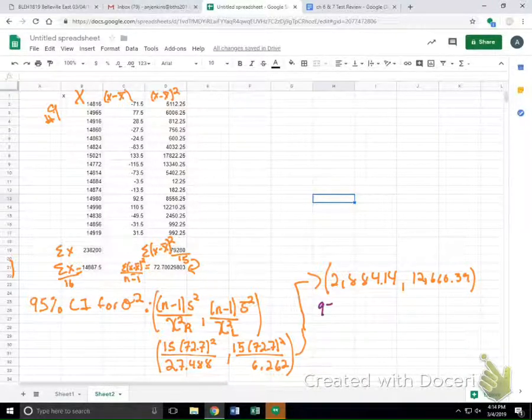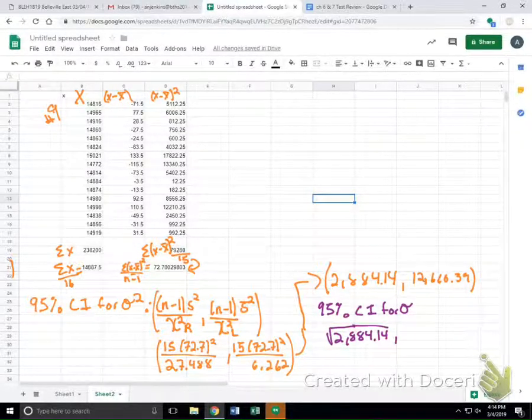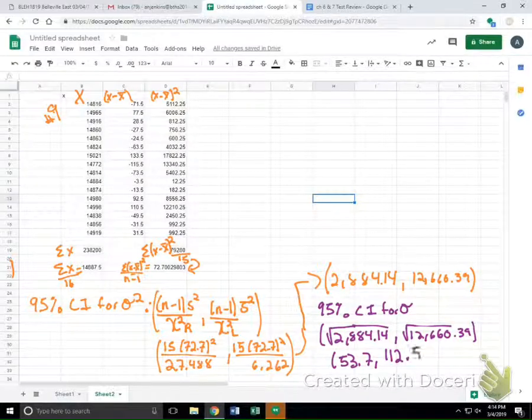Okay, so then to construct our next interval, so we want to use that. So for a 95% CI for sigma, we're just going to square root each of those numbers. So we have the square root of 2884.14, comma, the square root of 12,660.39. And we see that our interval is 53.7 to 112.52.